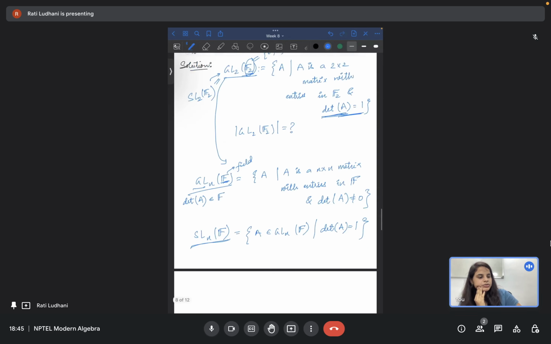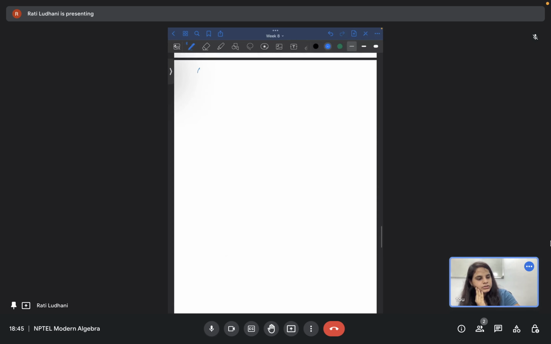Any element of this GL2 F2, let A, B, C and D belong to GL2 F2. So that means A, B, C and D belong to the set F2, that is 0 and 1. So either this is 0 or 1. This is like Z2, so it's like 0 mod 2 and 1 mod 2. You can use bar. So yeah, you have this.